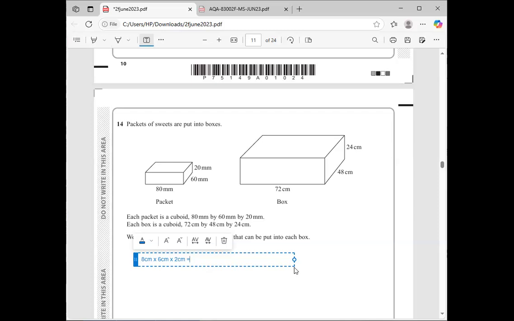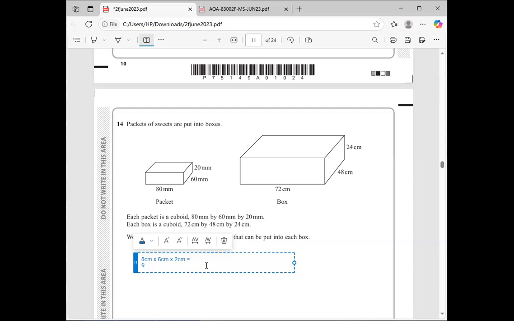The 60 millimeter part, or the 6 cm part, is the part that matches with 48. And then finally, the 2 cm part is the part that matches with 24. So we're first going to find out how many 8 cms can fit the 72 cm part. And that's going to be what? 9. So let's start with that. Okay, so in your minds, I want you to imagine 9 8 cms in that 72 cm part, right?